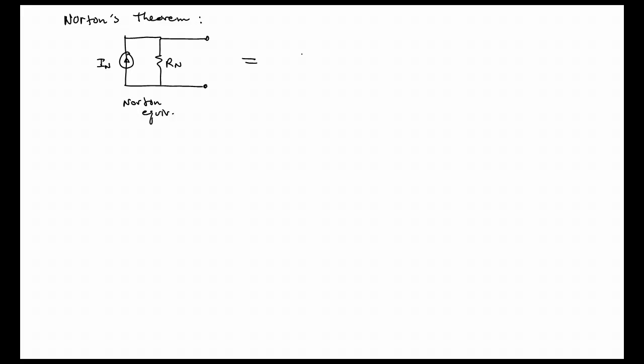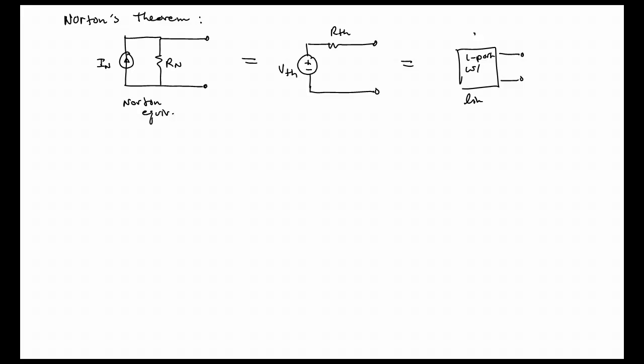And we can make it equivalent to, should never say it's equal, but at the terminals it would be equivalent to a Thevenin equivalent that would be made up of Vthev and Rthev. And this is equivalent to our original one port with linear elements and independent sources.